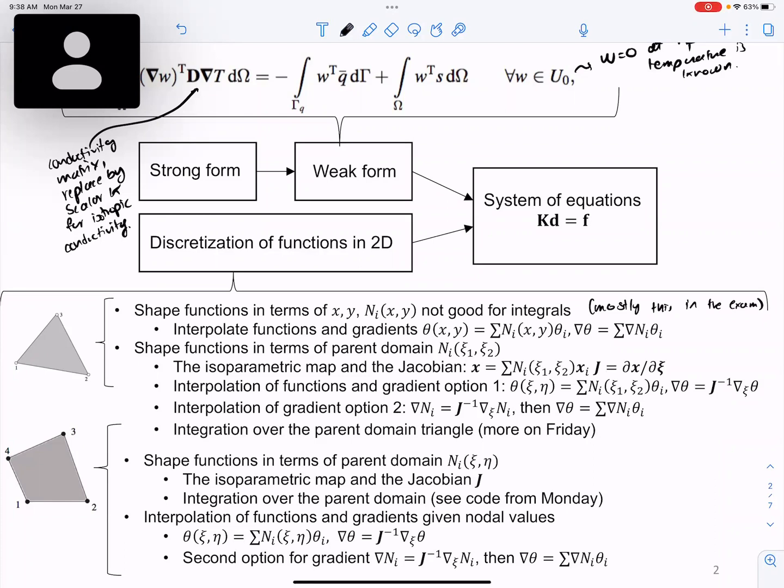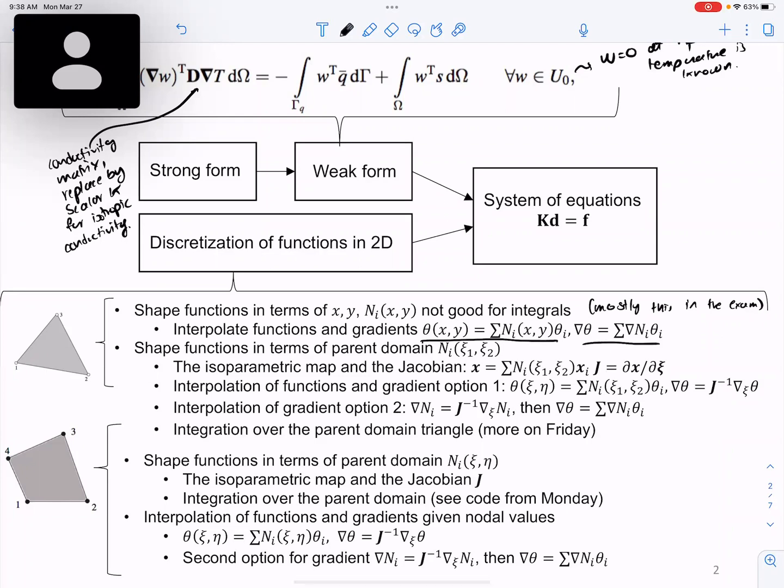So for the linear triangles, you can define your shape functions directly in terms of XY. The interpolation is, the function is just the sum of the shape functions times the nodal values. This is one of the problems. This is problem 2 of the current homework.